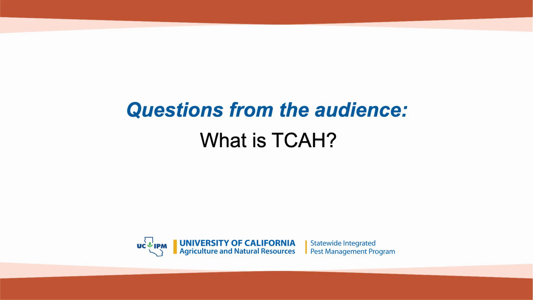And then the next question is, what is Tika? That's three-cornered alfalfa hopper. That is the vector of grapevine red blotch virus.